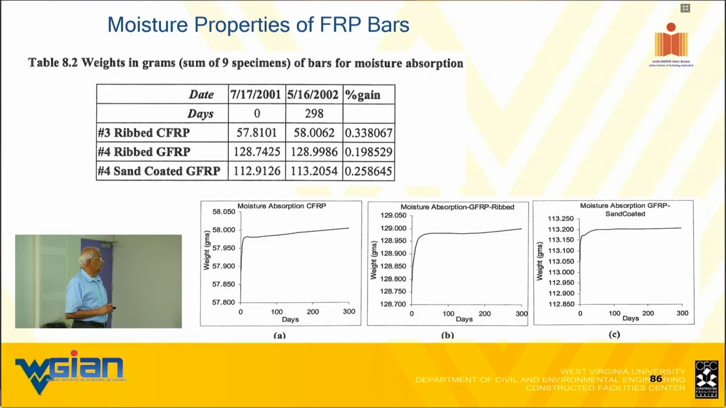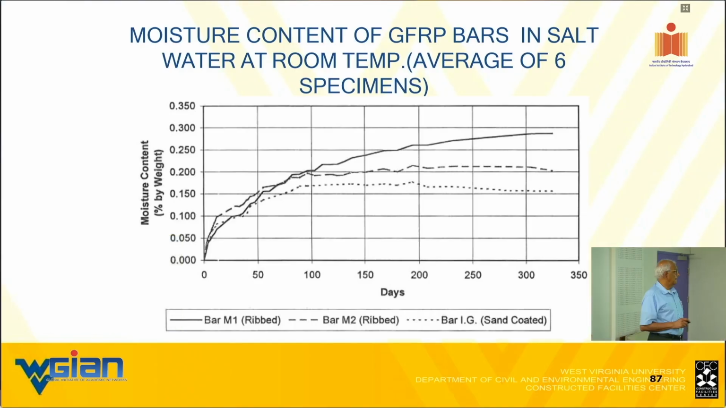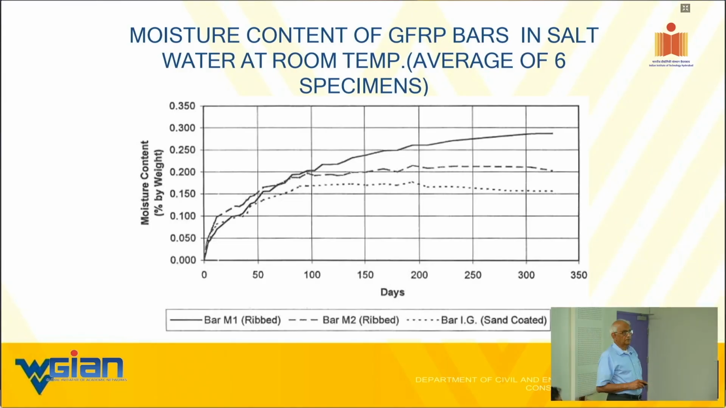So here are some of the numbers that we did. The ribbed bar and sand-coated bar. Moisture uptake in a sand-coated bar is, in this particular case, somewhat lower and stabilized quicker than in case of ribbed bars.